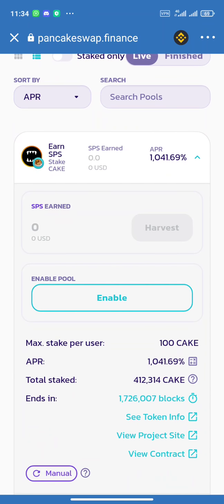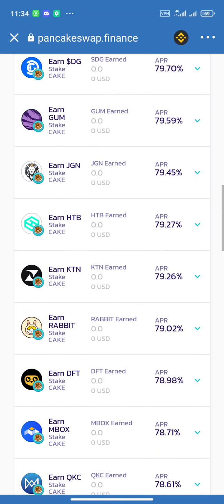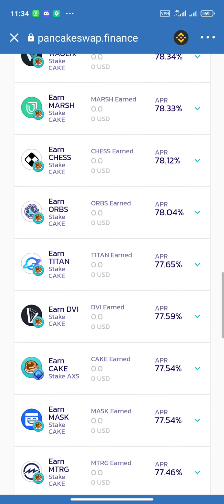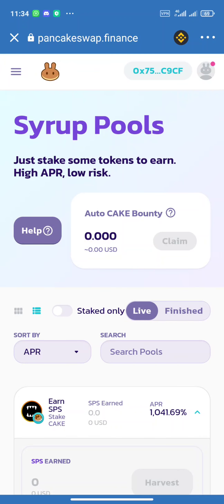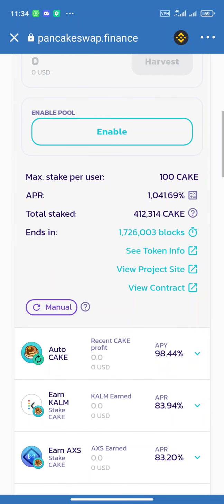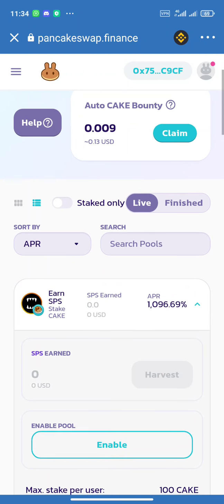I don't know if what I said now made sense. What you stake here is cake. Look at it, it's only cake you can stake. You stake the cake and then you earn those tokens. Now, when you earn those tokens, you can sell them to give you back cake.